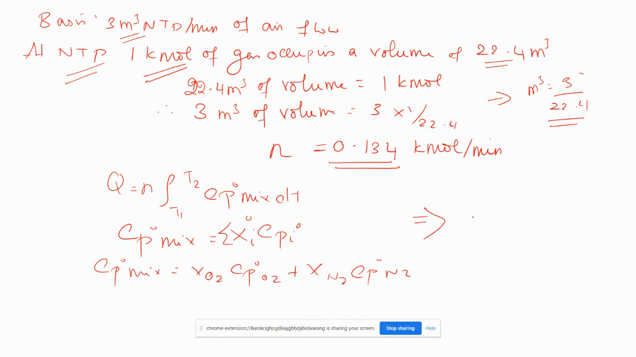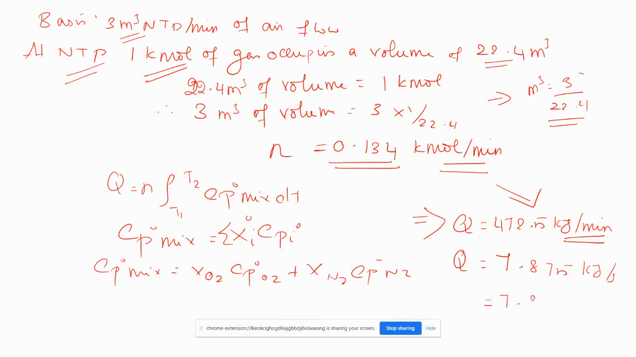The final answer is Q equal to 472.5 kilojoules per minute. As I told, you get it in kilojoules per minute because it is in kilomoles per minute. You have to convert it into kilojoules per second. Minute to second is divided by 60, so you will get the answer as 7.875 kilojoules per second, that is nothing but 7.875 kilowatt.